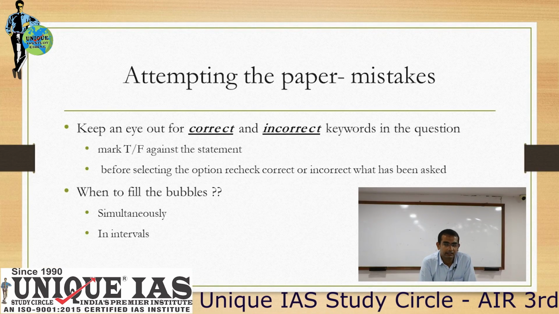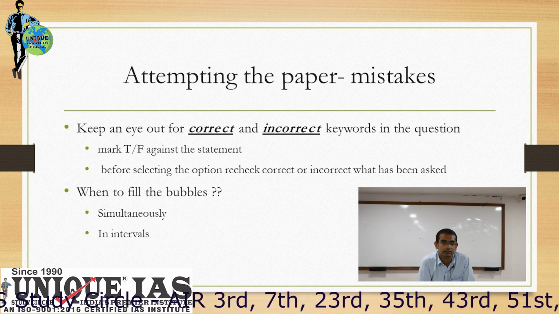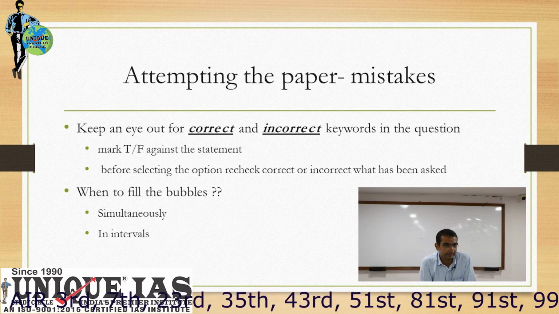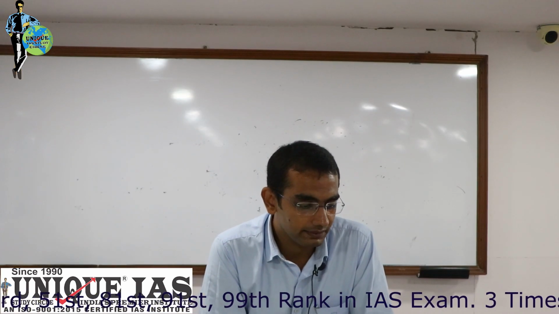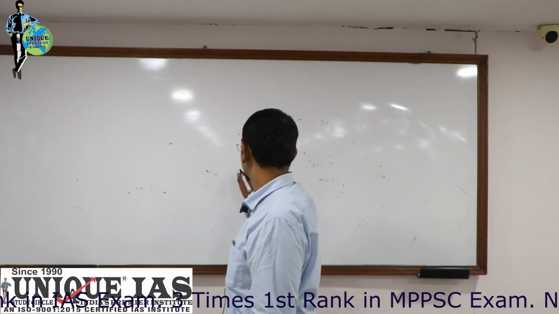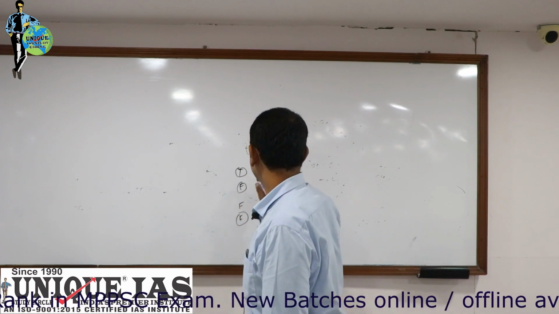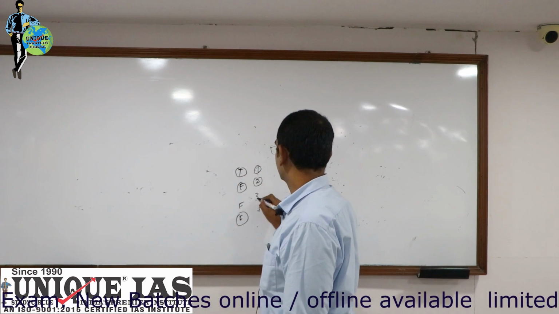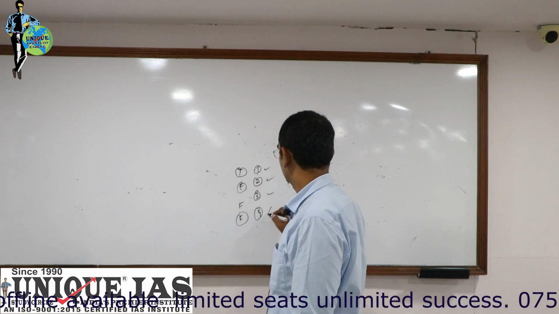Common mistakes that happen while attempting the paper is that people tend to misread the keyword incorrect or correct in the question paper, and they mark the incorrect option while the correct option was asked. So what I did was, whenever I came across such a question, I ensured that I wrote true, false, false, false, these kind of things in front of the statements that I was supposed to judge.